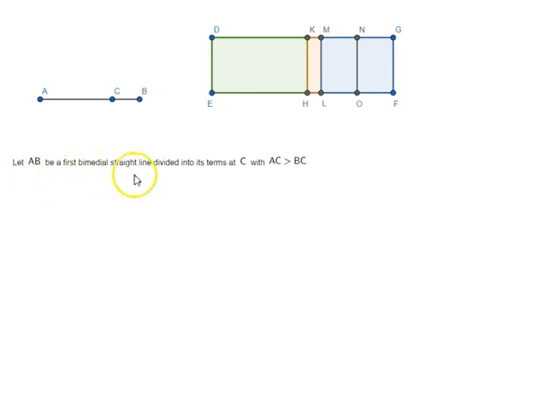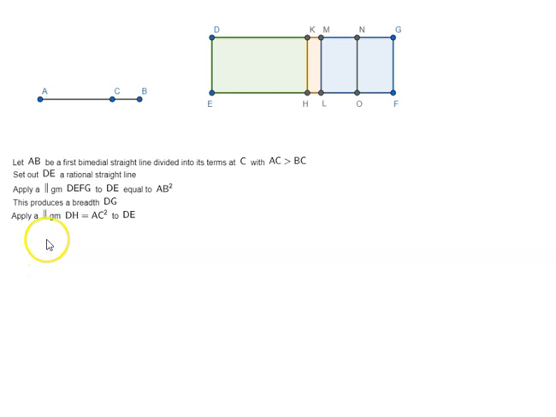Let AB be a first bimedial straight line divided into its terms at C with AC greater than BC. Set out DE, a rational straight line, and apply a parallelogram DEFG to DE equal to AB square. So this produces a breadth DG. And what the proposition is saying is that DG is a second binomial straight line.